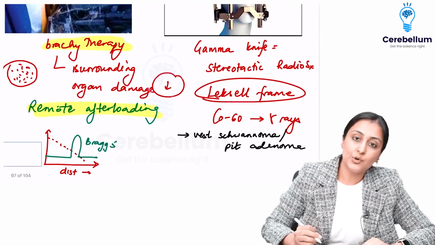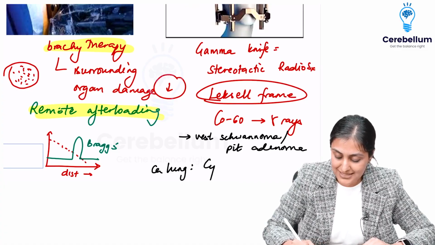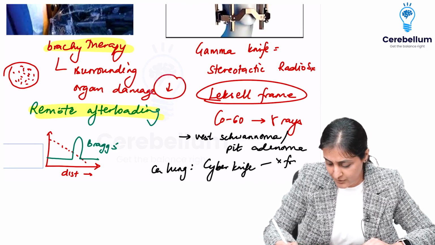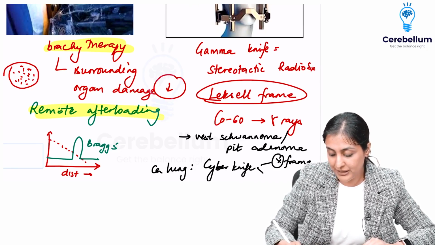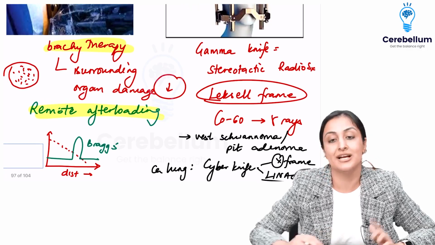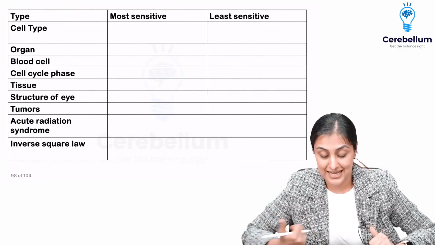The body counterpart of this, which is being tried out in CA lung now, is what is called the CyberKnife. CyberKnife has no frame, right? That is what has no frame, and we use LINAC there. We use X-rays there instead of gamma rays. So that is what you need to know about gamma knife and CyberKnife.